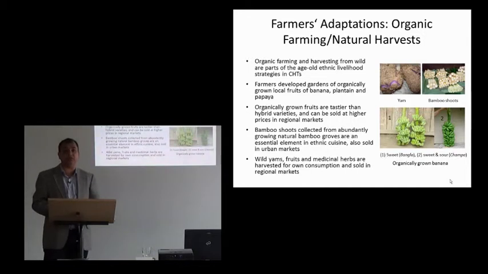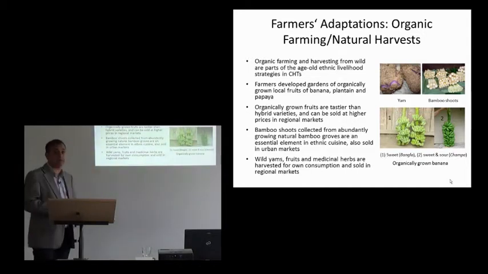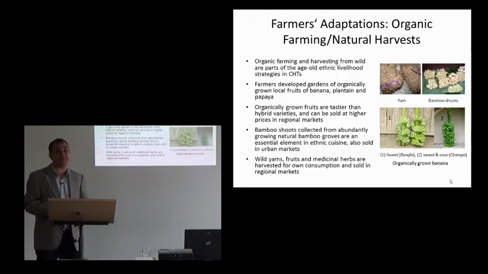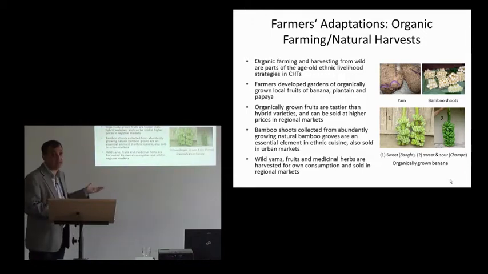What other adaptations have we found? Organic farming. It's not that some scientist or some horticulturist went there and advised them to do organic farming. It's their own way of doing farming, organic farming, and also natural harvests. So these are the two age-old techniques of increasing household income.